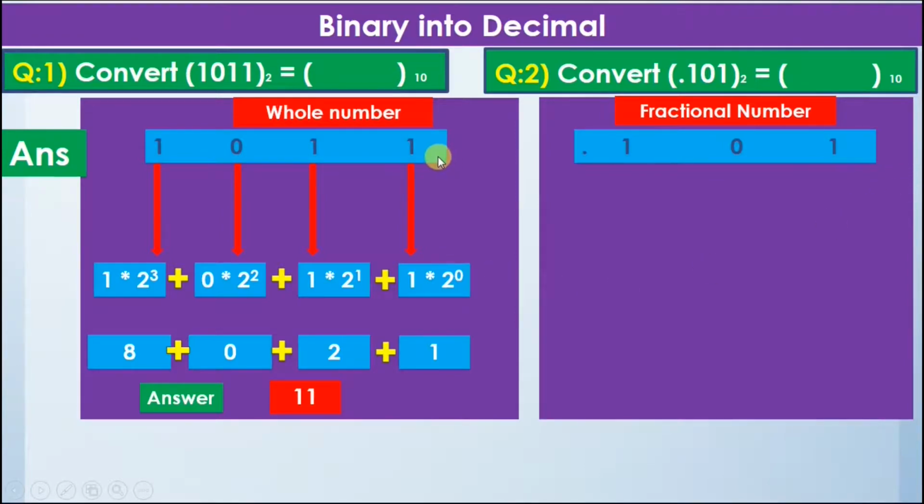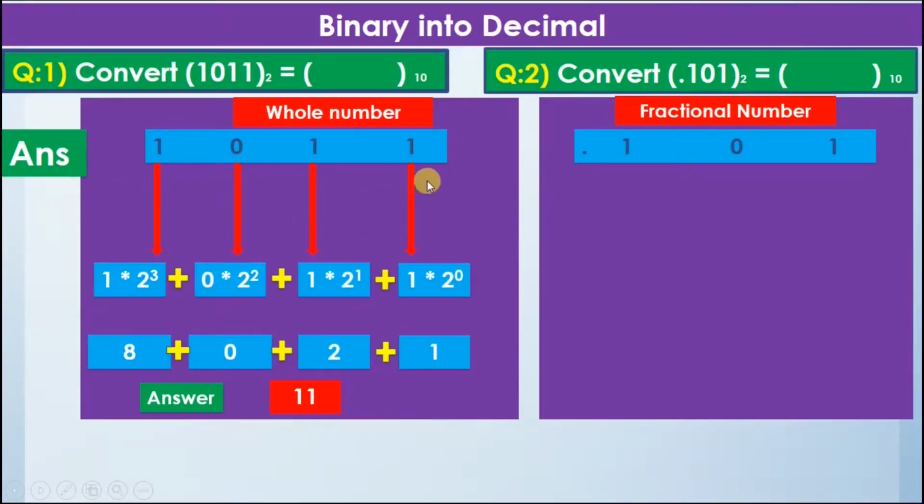Remember, in the case of a whole number, we have a floating point here, which is normally optional. We can write it or we can omit it. We will multiply the numbers with powers of 2 while going away from the decimal point.